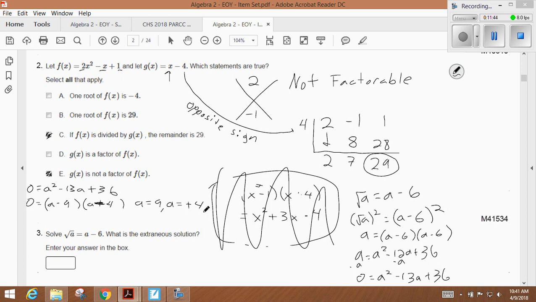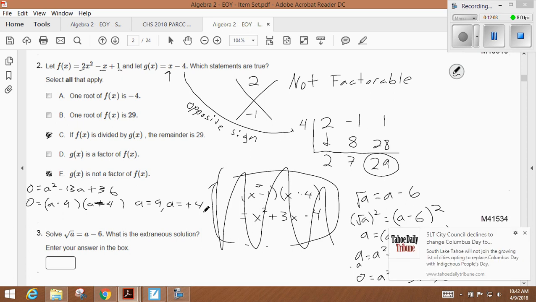All right. So, hey, what's the question asking us? It's asking us what is the extraneous solution? Which one doesn't work? Remember, we had to plug these back in to see if we got a true statement or not. So it's asking us which one is the wrong one. All right. If I plug 9 in for a, I wind up with the square root of 9 equals 9 minus 6. Square root of 9 is 3. And 9 minus 6 is 3, right? So 9 works. Let's check out the 4.